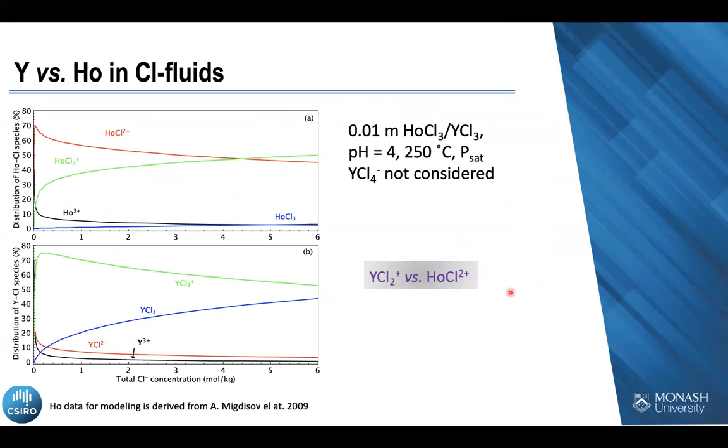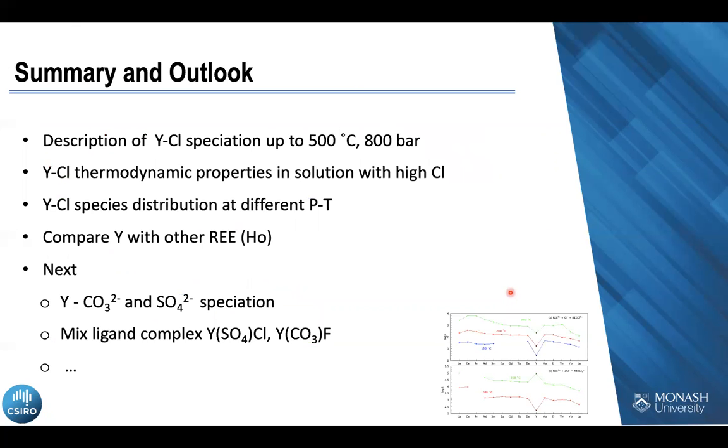Then we compare the yttrium and holmium chloride complexes. Since there were no data available for holmium chloride 4, in this model we didn't consider YCl4 in the solution. So we see that at 250 degrees, yttrium and holmium form different chloro complexes. So in this work, we give the yttrium chloride speciation up to 500 degrees and also provide the thermodynamic properties of yttrium chloride.